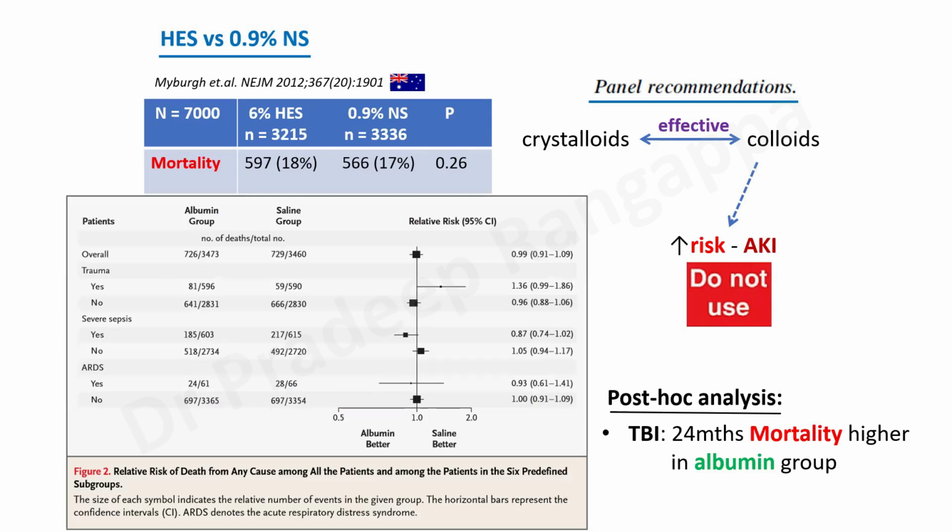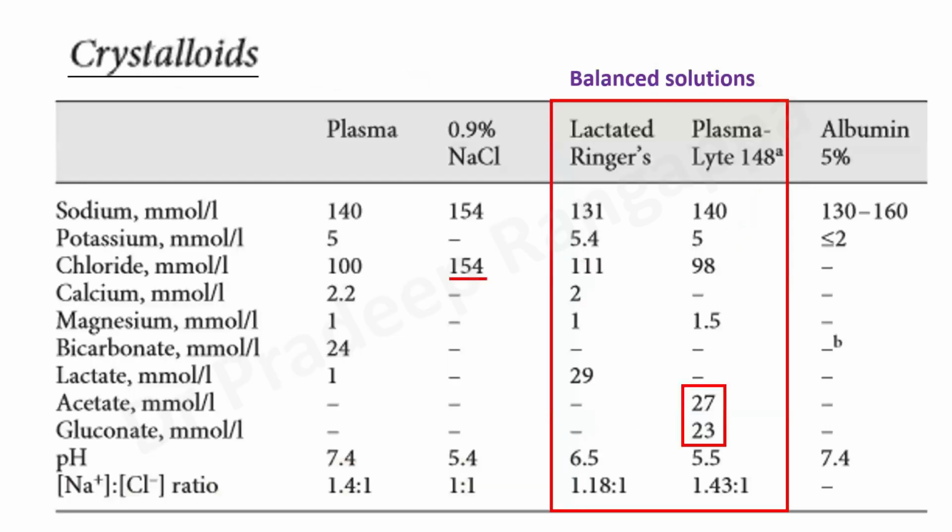And along with that, this was a SAFE study post hoc analysis where they showed the use of albumin in traumatic brain injury, 24-hour mortality was much higher in the albumin group. That's why we avoid usage of albumin in patients with traumatic brain injury, where it can increase the mortality. So pretty much colloids are debunked and they are obsolete, and they are not to be used in ICU because most studies have shown increased risk of AKI.